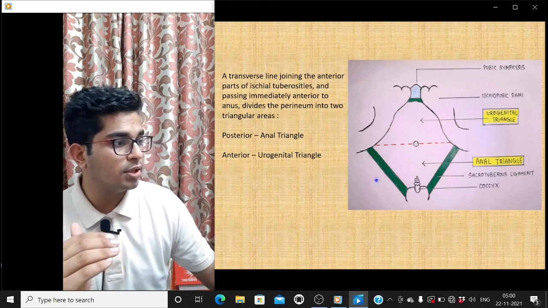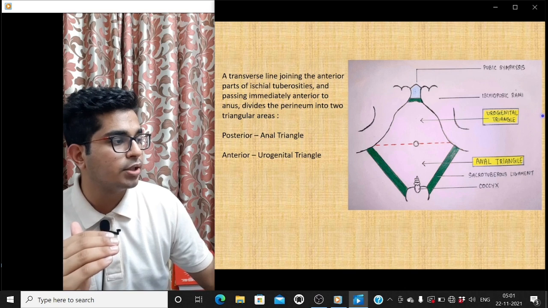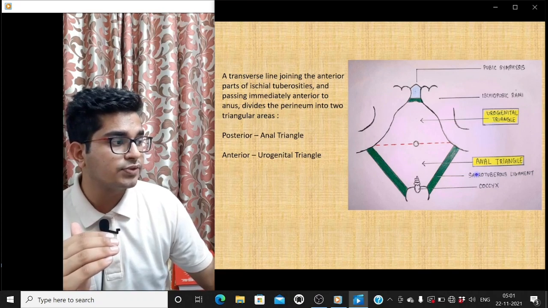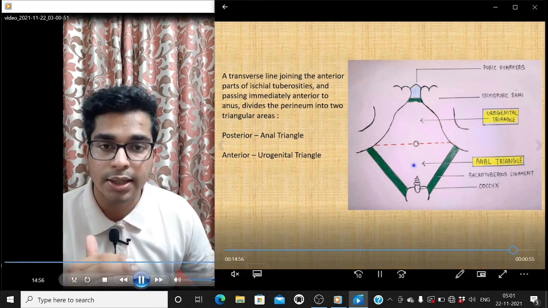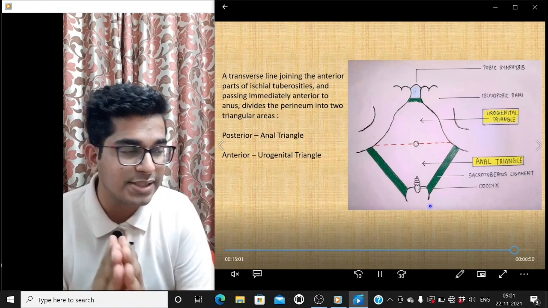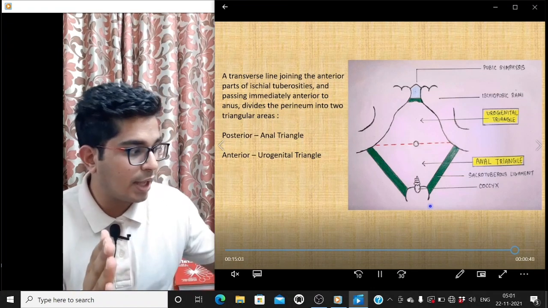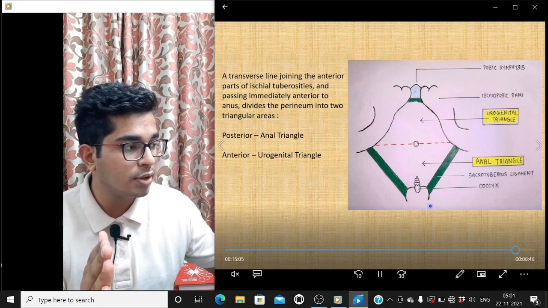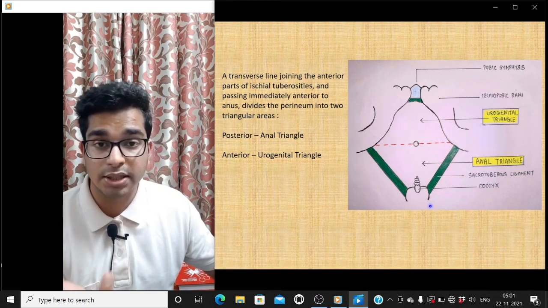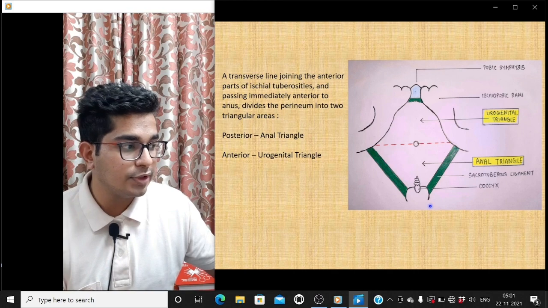See this. This is a diagrammatic representation of a patient in lithotomy position. This is your urogenital triangle. It will have the opening of your urethra, your vagina. This is your posterior anal triangle. This will have the opening of your anal canal. So that was all about the basic anatomy of your rectum and the embryological aspect of it. We'll be studying in more detail about the anal canal and its blood supply in further videos.